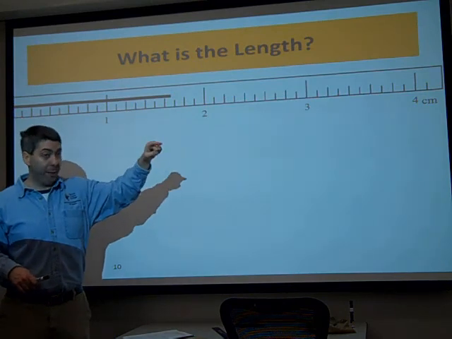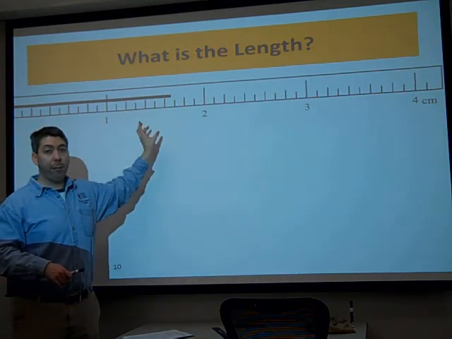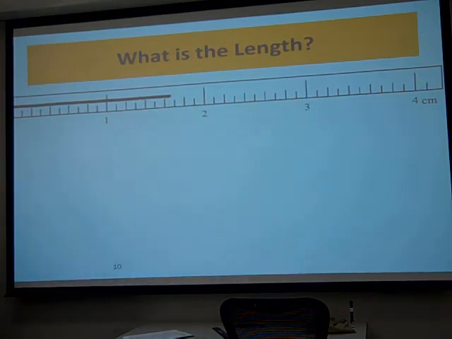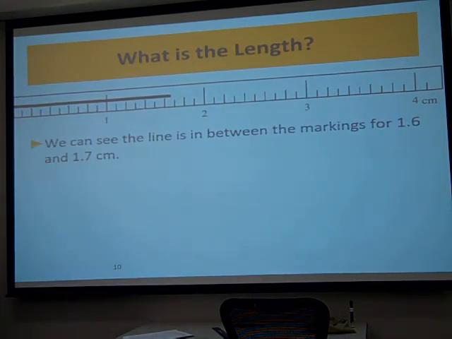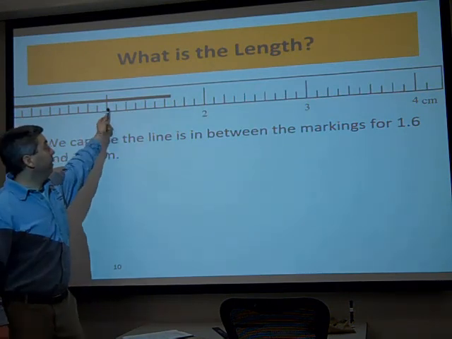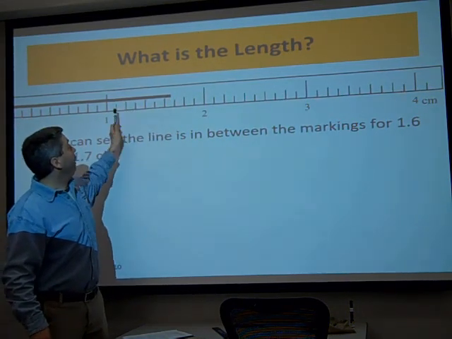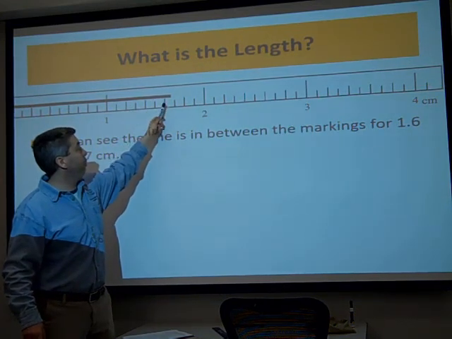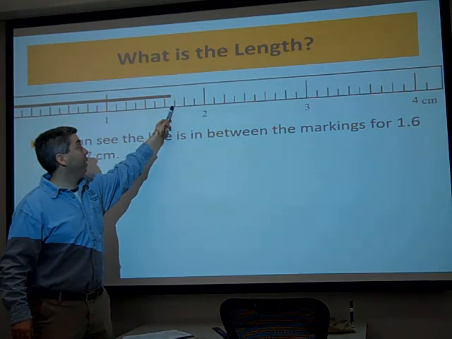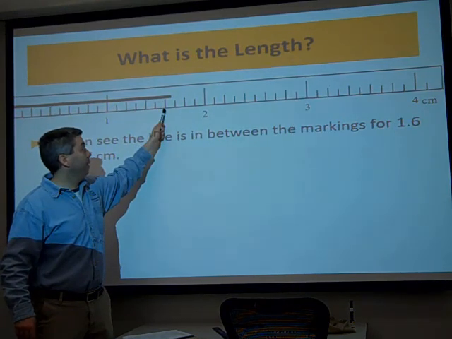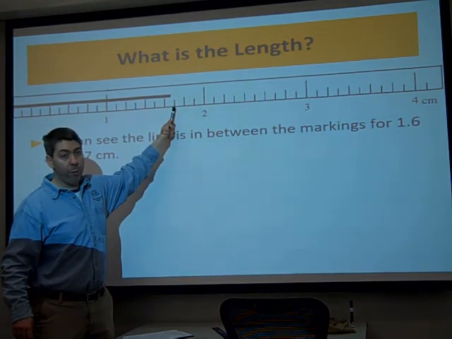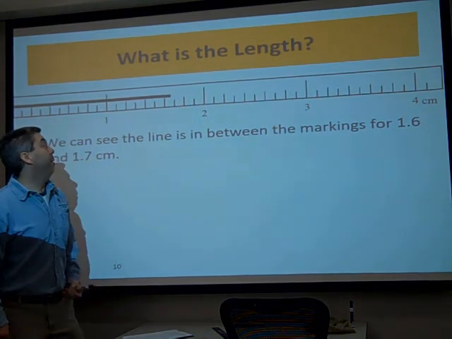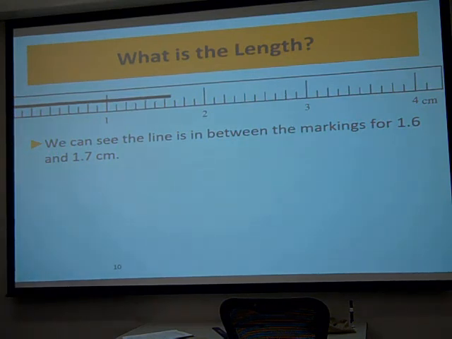To the hundredths place, I have to estimate between the smallest markings, one digit past the smallest markings. So if I look at this, I clearly see that this line is between 1.6 and 1.7. So the smallest markings are in between 1.6 and 1.7.